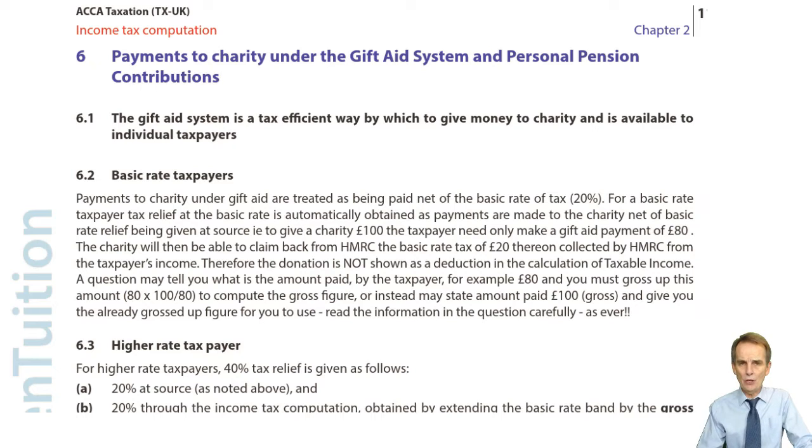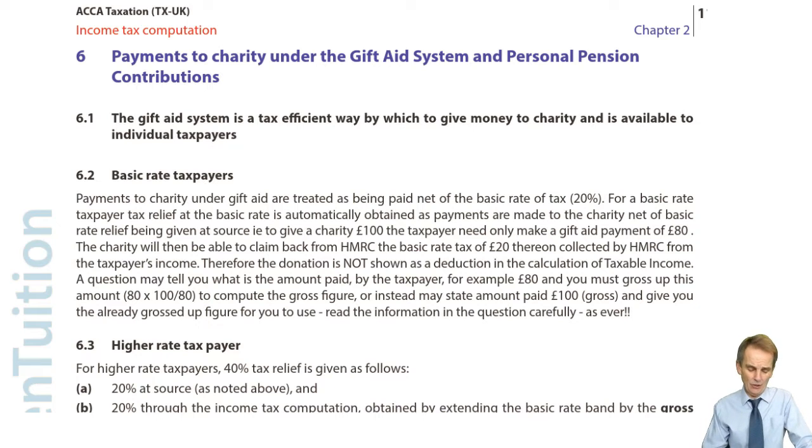Again, those qualifying loan interest payments, or once we've dealt with chapter 7 anyway, those trading loss reliefs, simply reduce total income in the same way as the personal allowance reduces net income down to taxable income, and that is firstly from non-savings income, followed by savings, followed by dividend income.